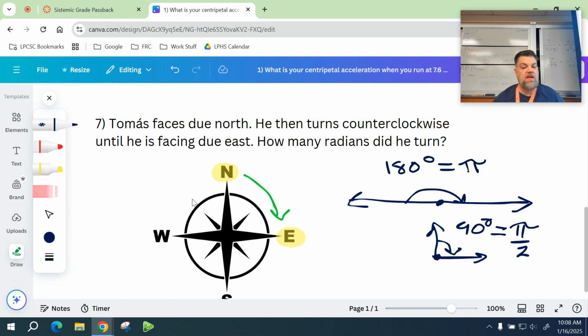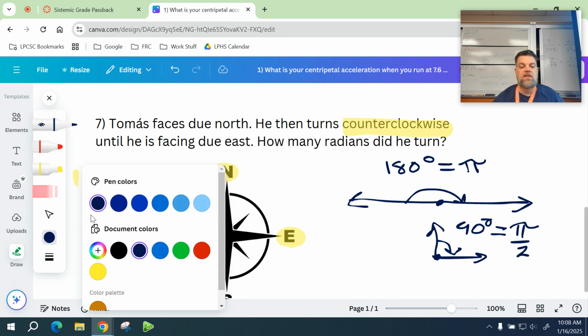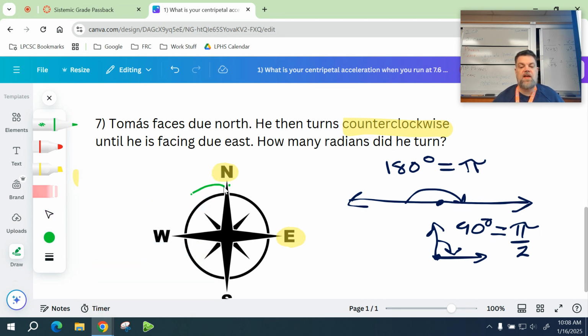But now here's the thing. One thing that I missed, and I kind of made a mistake. He turned counterclockwise. What the heck is going on with Mr. Adams? So he didn't turn that way. Actually, he started here and he went this way, 90 degrees, right? That's 90 degrees, or 1/2 pi.